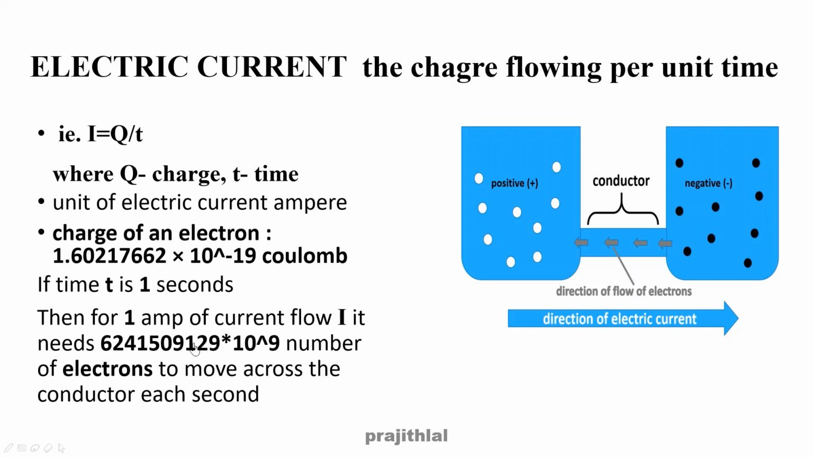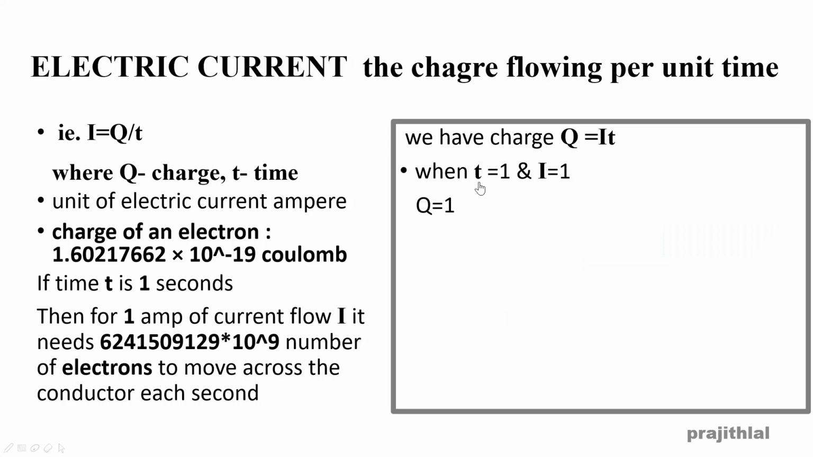So this many electrons need to pass from the negative to the positive terminal for us to say that 1 ampere of current flow has taken place, under the condition that time is 1 second and the current is 1 ampere. So let's see how we found this out.